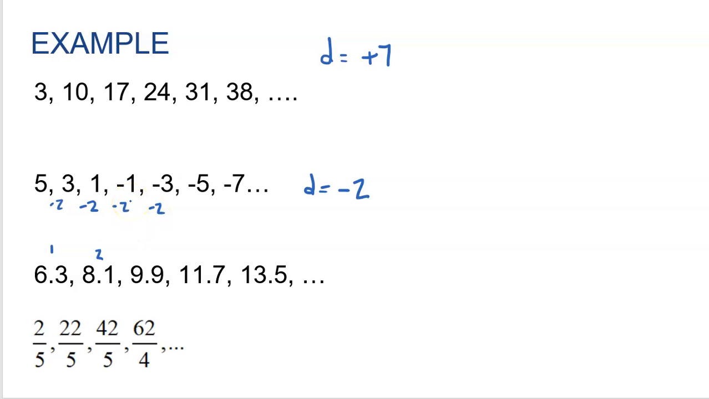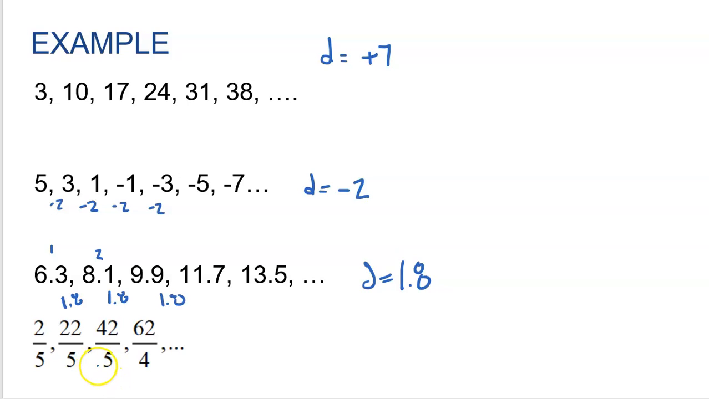Grab a calculator. If it's arithmetic, it has a common difference between any two consecutive terms. So 8.1 minus 6.3, that's a common difference of 1.8. Then just make sure it's still consistent. 9.9 minus 8.1. Again, I'm checking successive terms. Another up 1.8. 11.7 minus 9.9. Hey, what do you notice? 1.8. So here my common difference is 1.8. It's a constant rate of change going up 1.8, up 1.8, up 1.8, up 1.8.